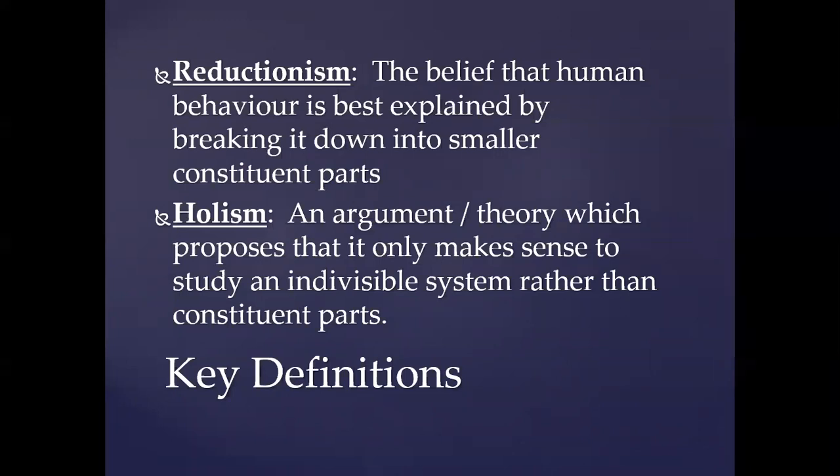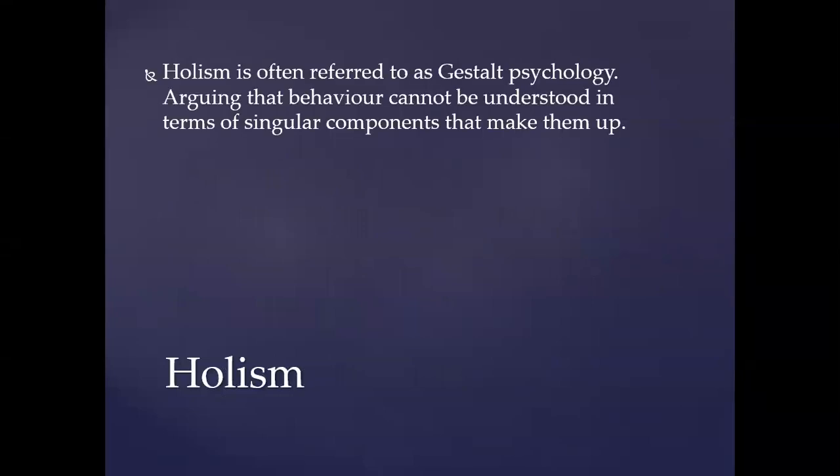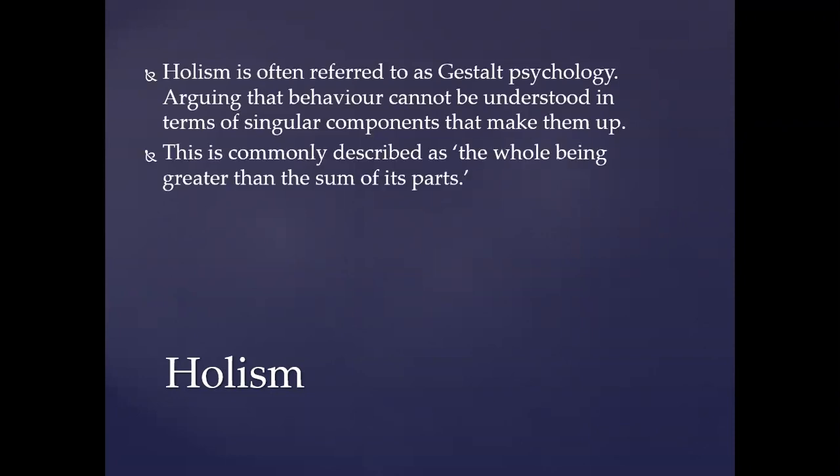So it's really important that we understand not just the key definitions, but what each of these debates represent. So let's look at holism in a little bit more depth. Gestalt psychology, which came out in the 1930s or thereabouts, is actually holism. It says we cannot understand a singular component to define behaviour. It is really impossible to understand the complexities of human behaviour from one single component. They look at it as, in order to understand human behaviour, the whole being is greater than the sum of the parts.